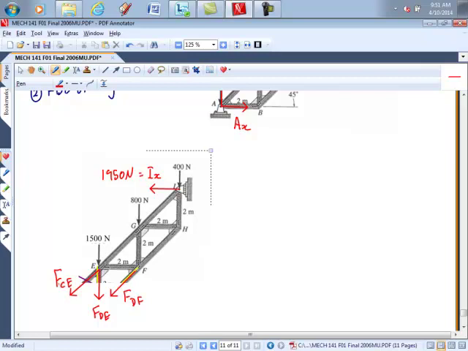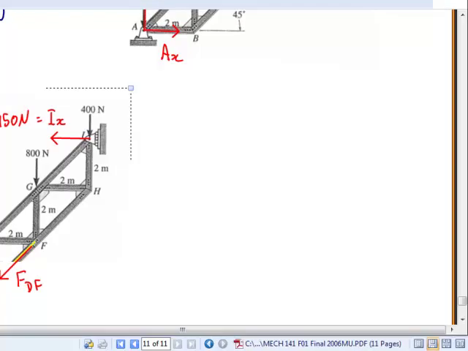Could you go back to number 4? Yep, just a second.